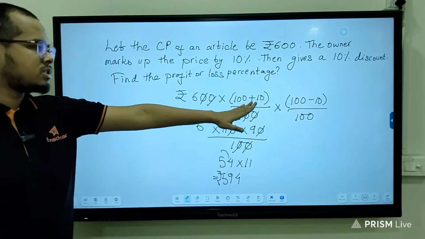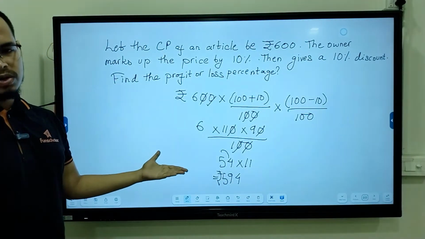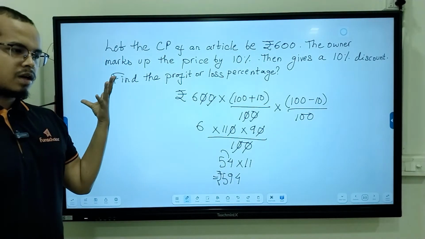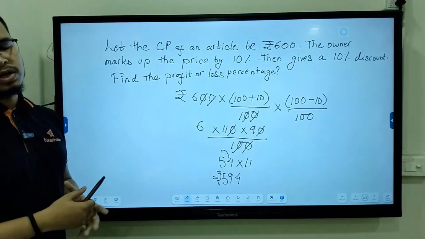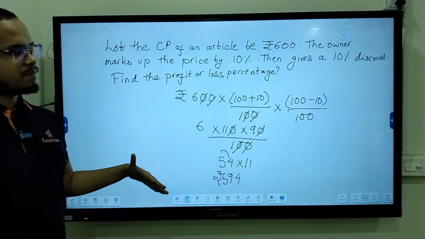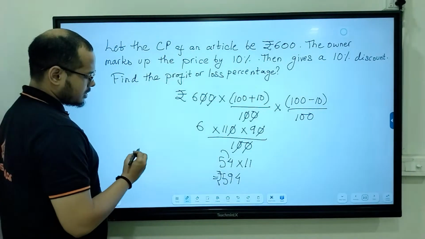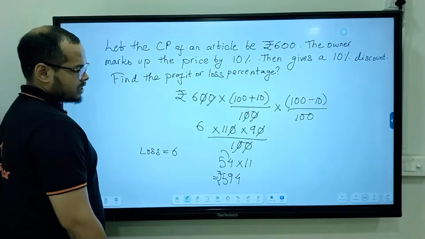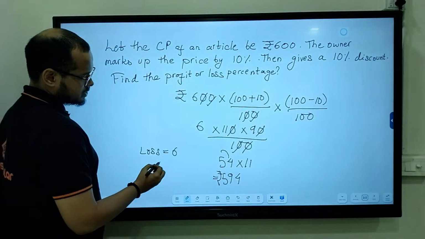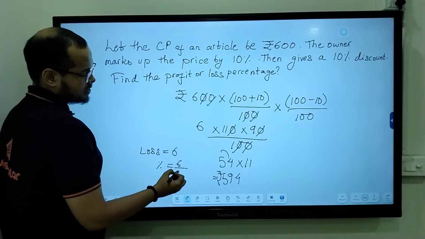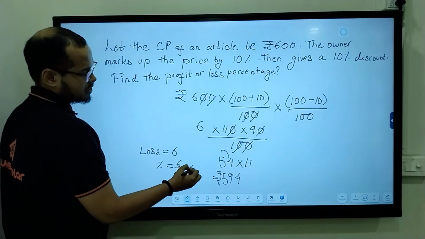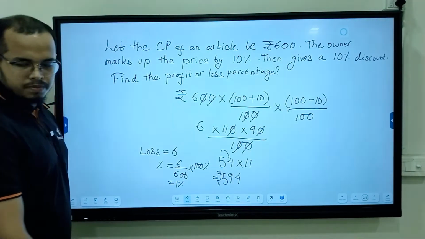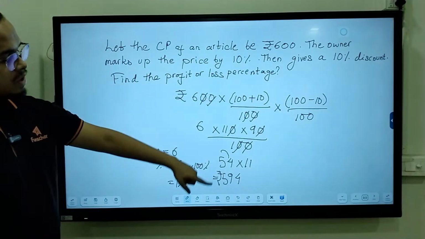If you understand this very well, you have understood the conceptual part of the chapter. If not, I can explain the concept to you, but it is not required for your class, where you have to show each and every step. So from here we can find the loss of 6 rupees. And the simple loss percentage is 6 by 600 into 100, that is 1%. This is how we find the amount directly.